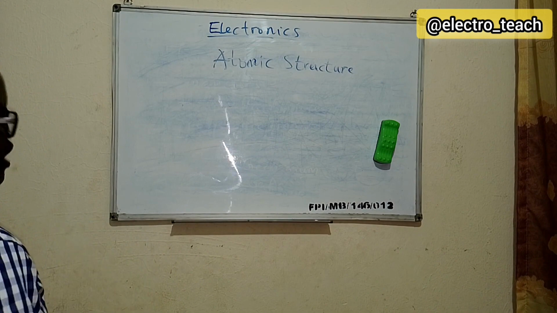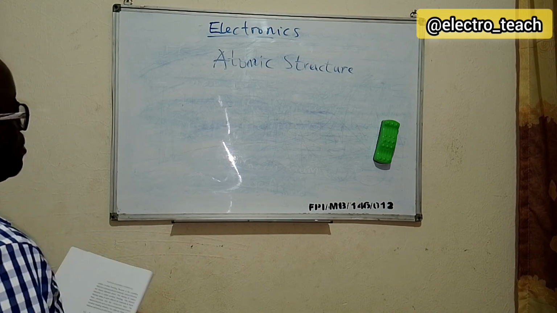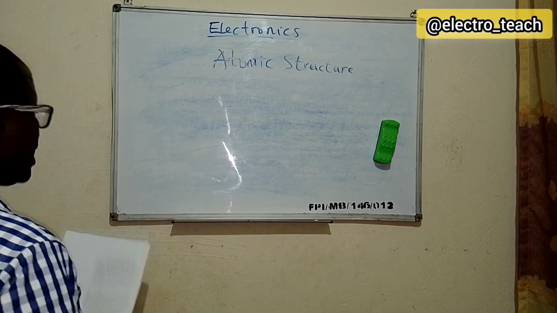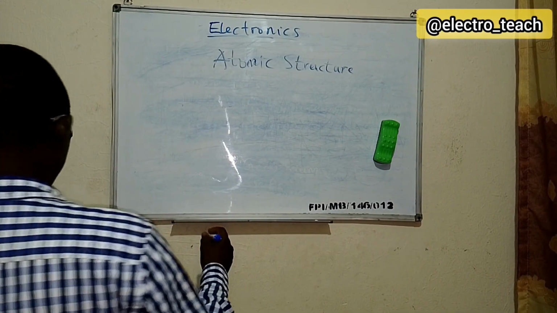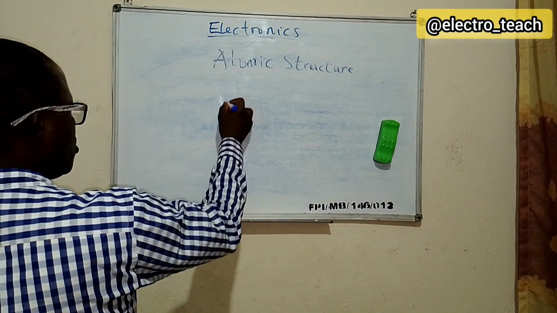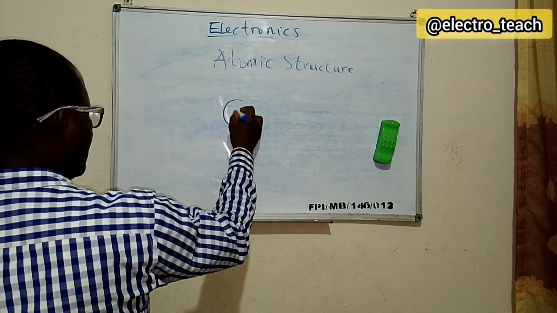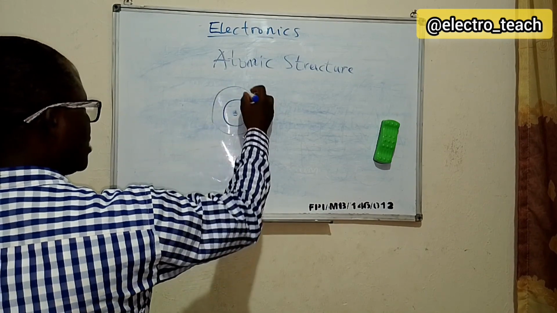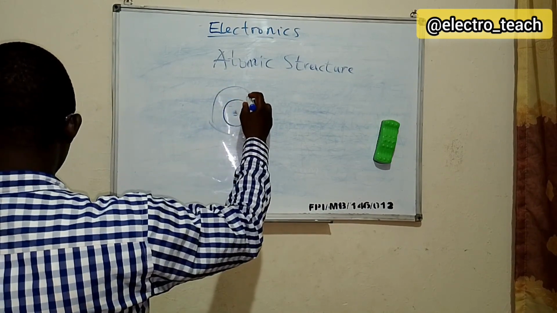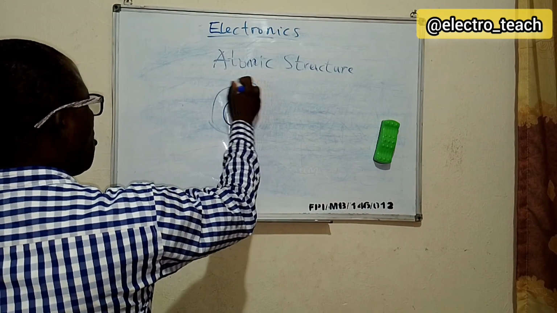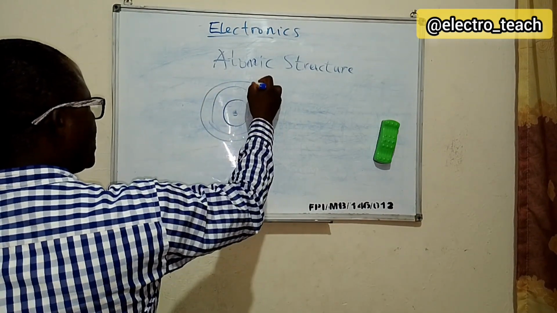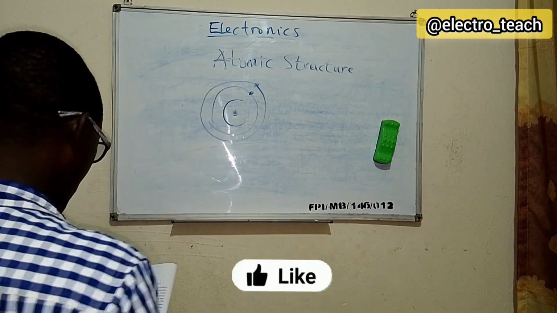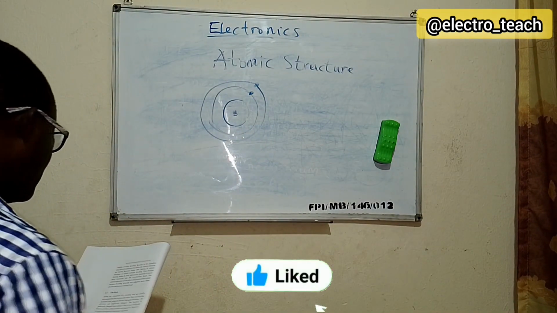Atoms are composed of a nucleus and are usually surrounded by one or more electrons. Okay? You have an atom, for instance, like this. You have a nucleus, and then we have orbits where electrons are, either one or more. Okay. Alright.